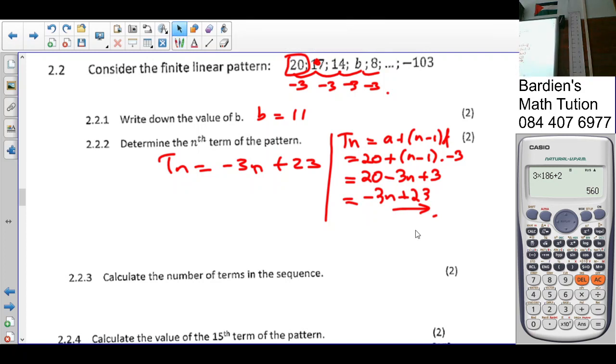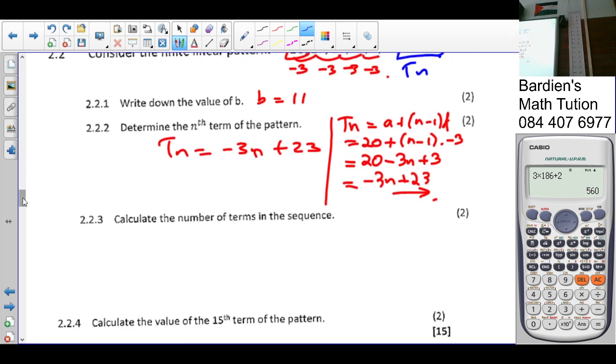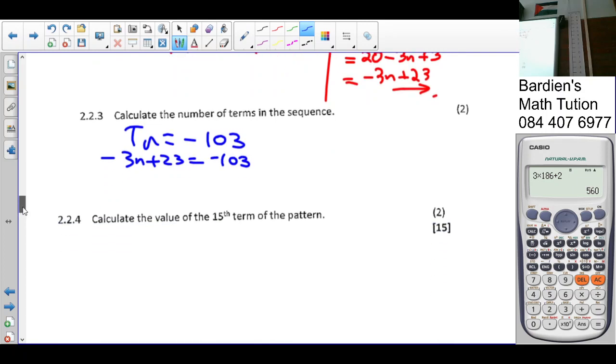Any confusion? No? Then it says calculate the number of terms in the sequence. How do we do that? Using the last term. And that is the nth term. You all okay with that? So that means to say that Tn is equal to negative 103. But what is Tn? Negative 3n plus 23 is equal to negative 103. Now what?